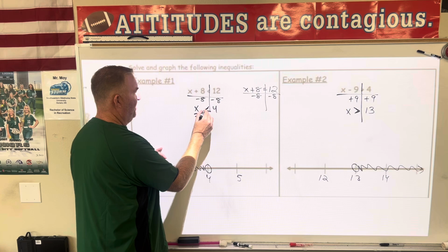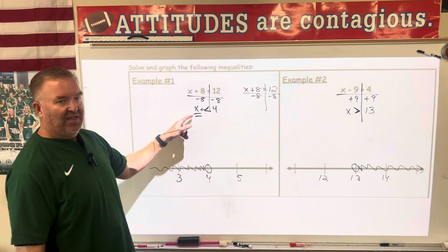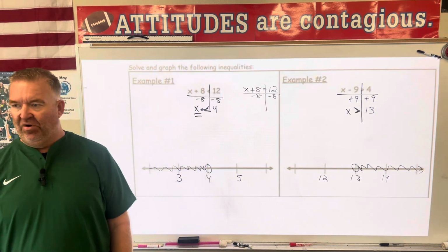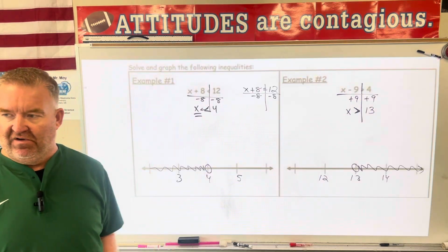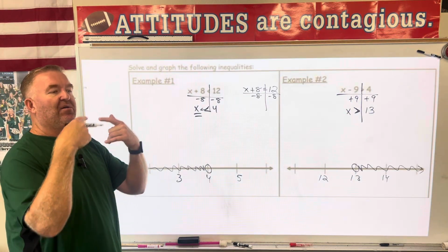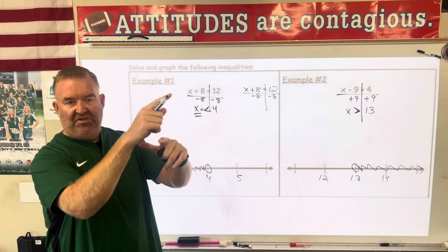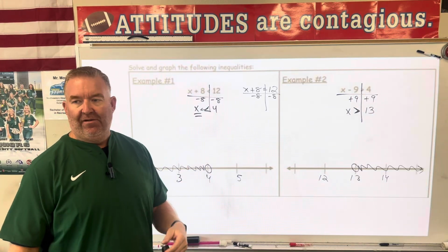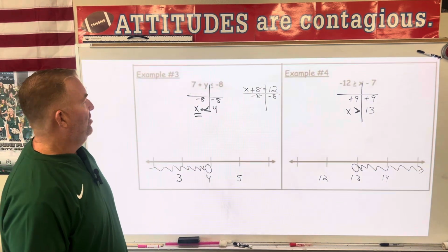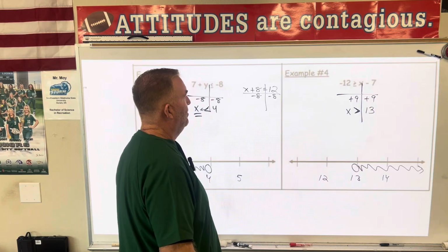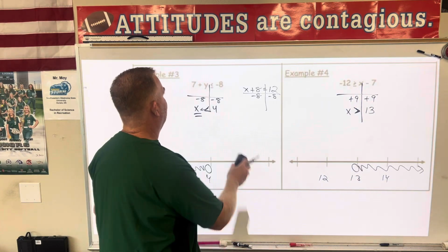The arrow is pointing to the which way? Left. It's pointing to the letter, which is the left. If it points to the letter, it goes to the left. If it points at the number, it goes to the right. So if the x is on the other side, it's basically just backwards. Is everybody okay? Cool. Let's go to number 4, just for the sake of time.